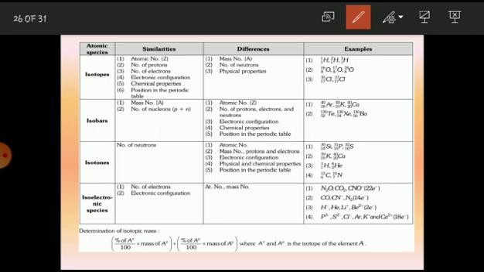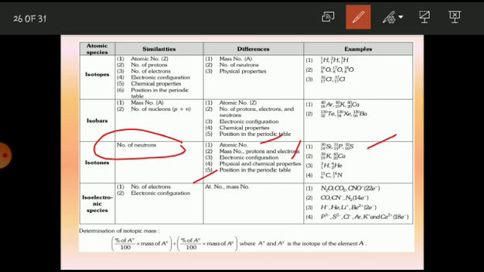The next one is the isotones. In case of isotones, the number of neutrons is same but the atomic number, mass number, protons, electrons, electronic configuration, physical and chemical properties, position in the periodic table, in all these you will see differences. For example, silicon 14 30, phosphorus 15 31, and sulfur 16 32.